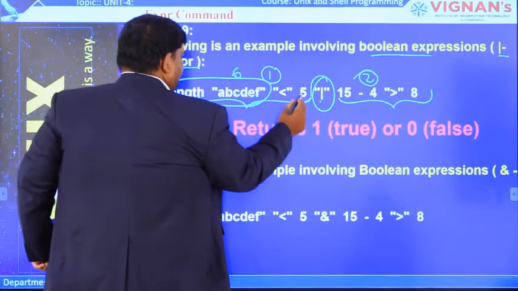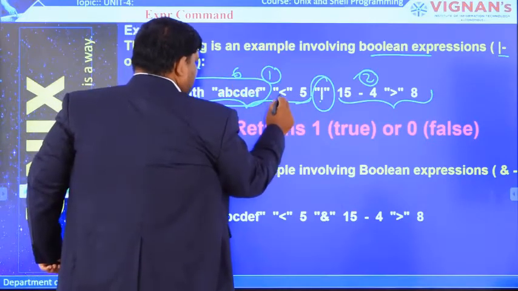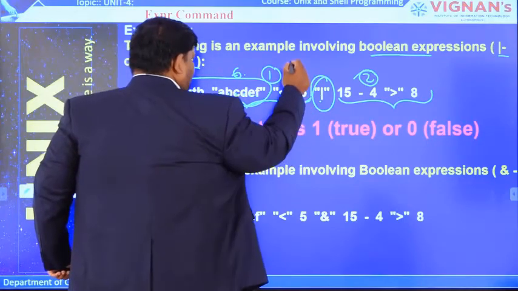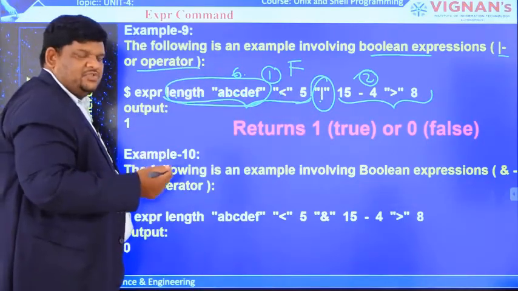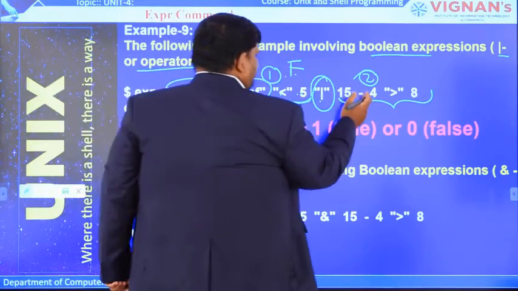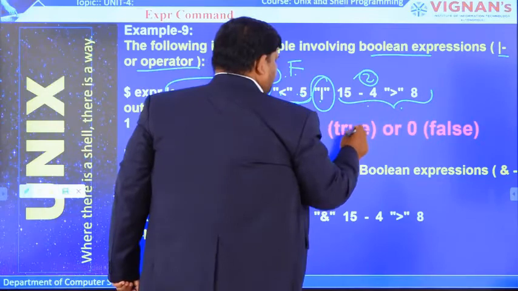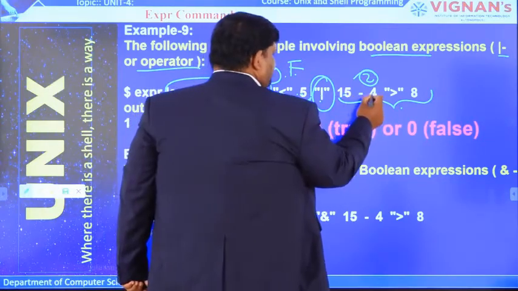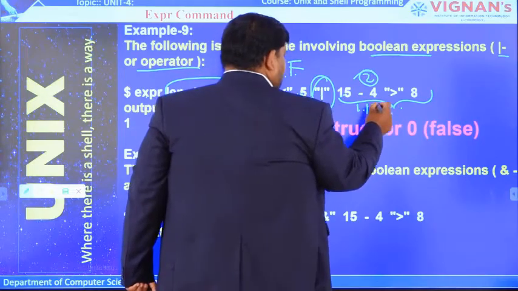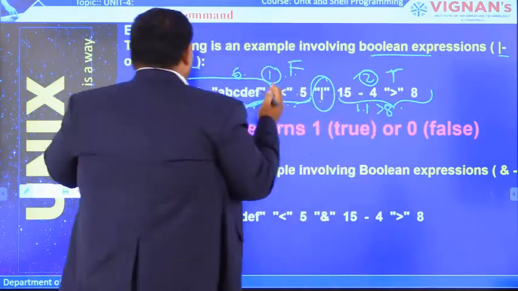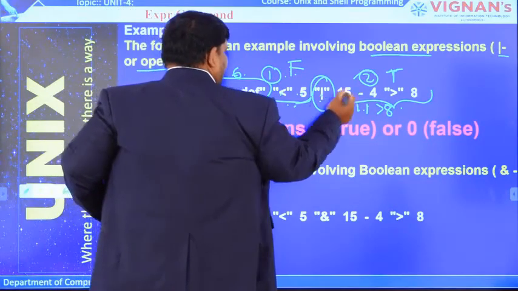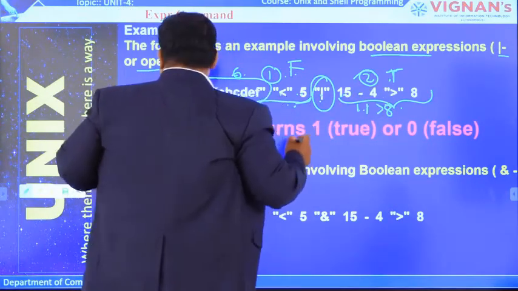Now the comparison happens. 6 is less than 5 means the answer is false. If 6 were greater than 5 the answer would be true, but since 6 is less than 5, the answer is false. After this operator, we evaluate the second operation. Here 15 minus 4 is 11, and 11 greater than 8 is true. So the Boolean expression is false OR true, and the answer is 1.